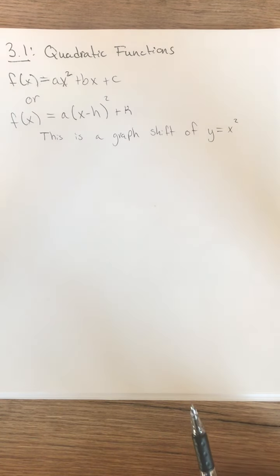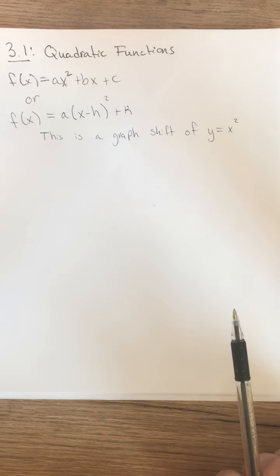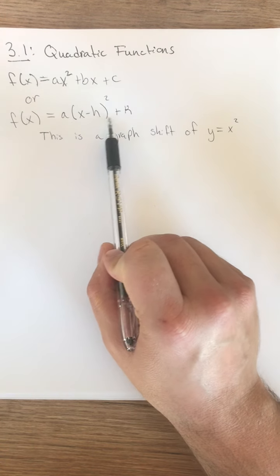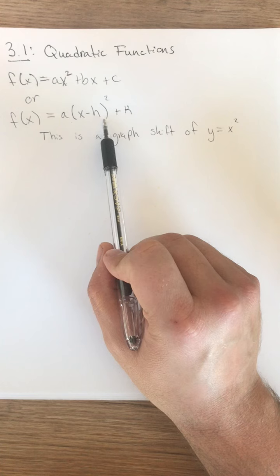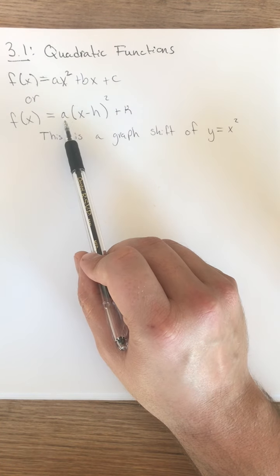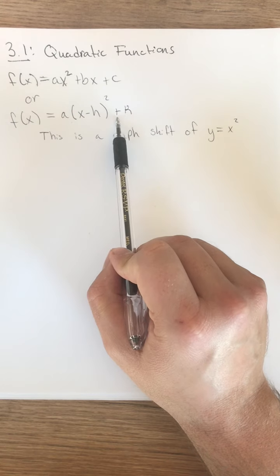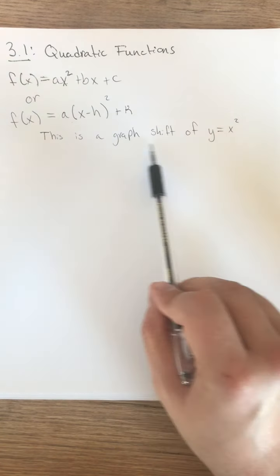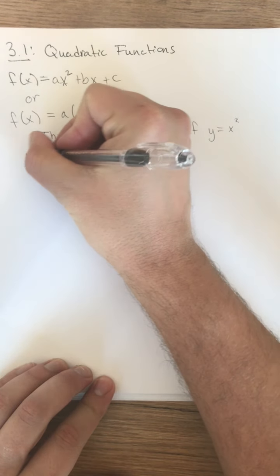3.1 is quadratic functions. Quadratic functions are of the form f of x equals ax squared plus bx plus c, or we can look at it like this. This looks like completing the square. It's often referred to as vertex form, and I'll show you why in a second. Have the leading coefficient, and then x minus h, the quantity squared, plus k. We're going to start with this one because it is a graph shift of y equals x squared.